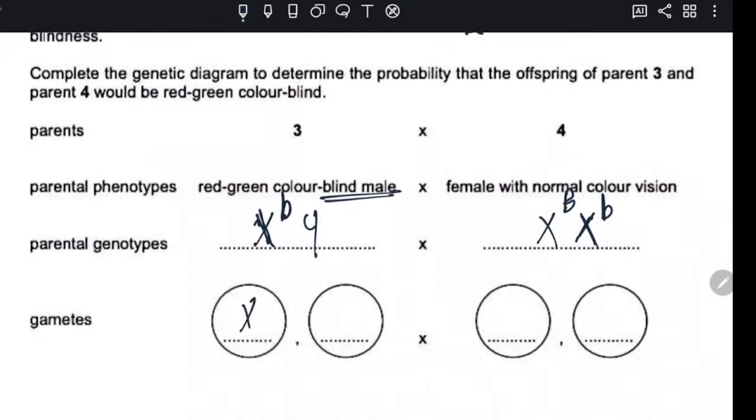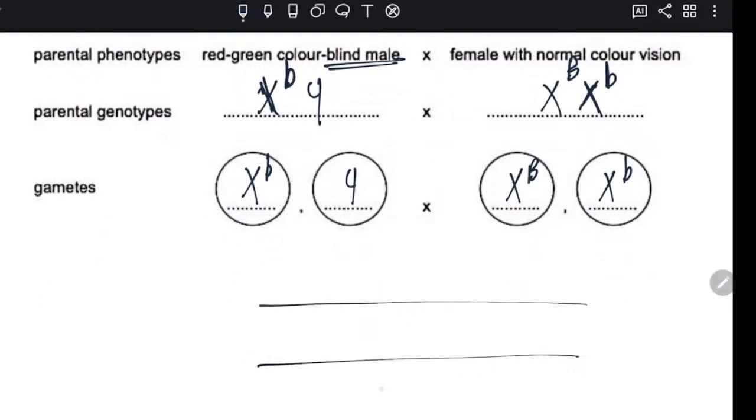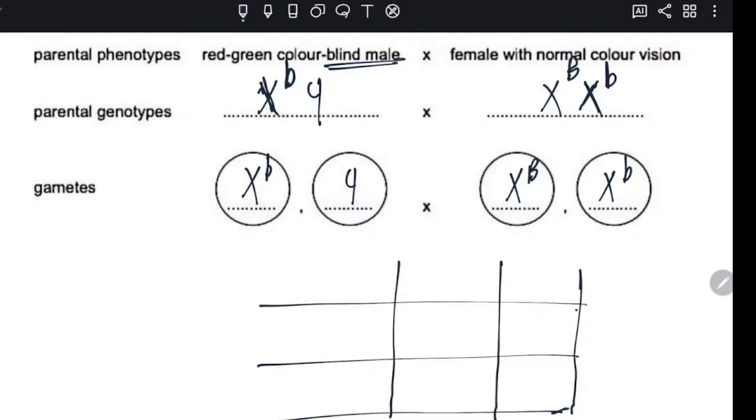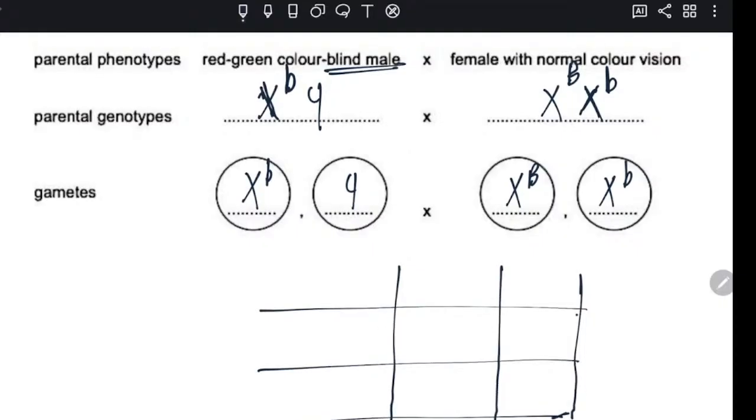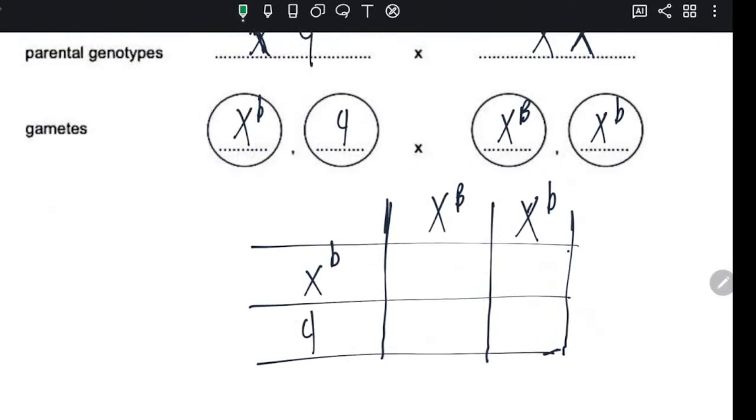Now let's put the gametes: X small b, and then a Y. Then let's put these ones, X big B, and X small b. Now let's cross them. So we're going to say 1, 2, 3. Then we say 1 like this. Then we say 2. Then we say 3. Now let's put the things. We know that for males we put X and Y. For females we put X big B and X small b like this. So showing this knows that you understand sex-linked characteristics. Are we together, students?